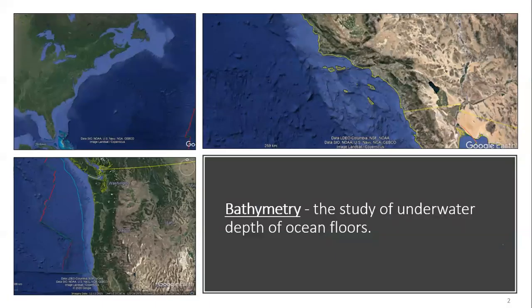Bathymetry. Bathymetry is the study of underwater depth of ocean floors and is the underwater equivalent to topography. Bathymetry is derived from the Greek terms bathic, meaning deep, and metry, meaning measure. In this lab section, you'll examine the bathymetric features along the North Atlantic coastline, the Northeast Pacific, and along Southern California.